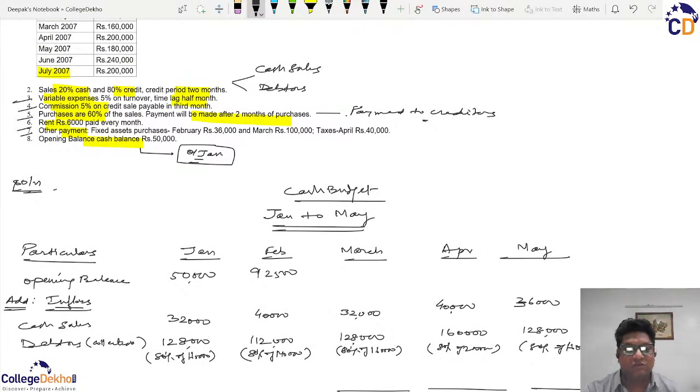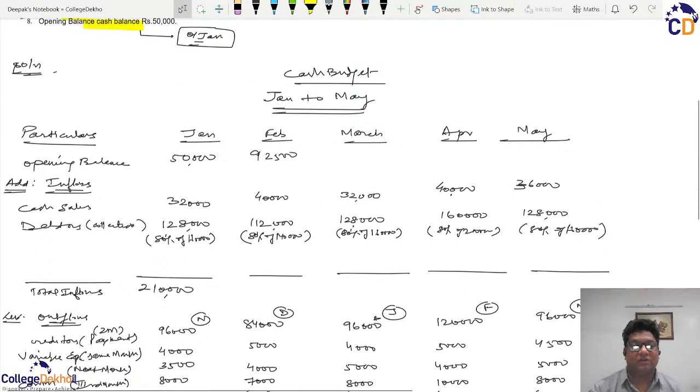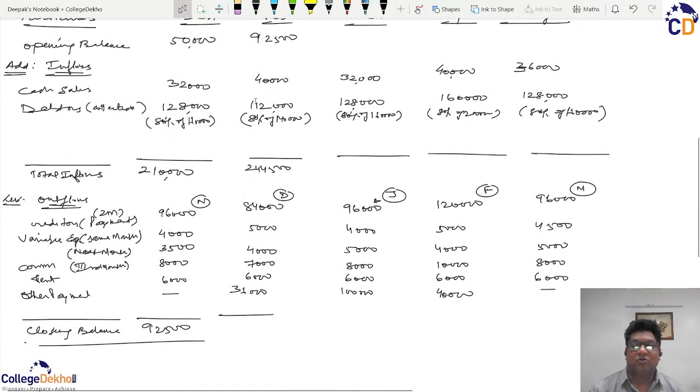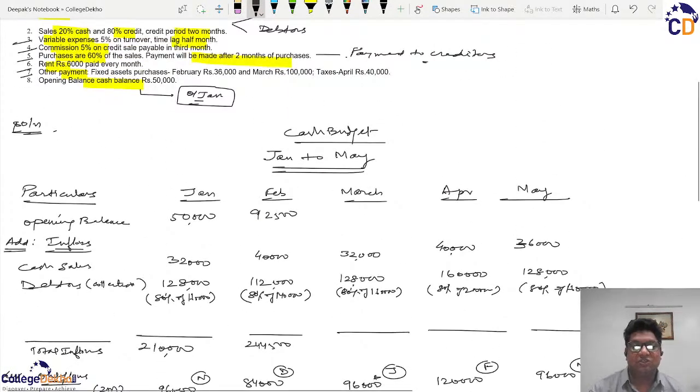तो इस 92,500 में हम लोग प्लस करेंगे 40,000 डेटर्स का और 112 डेटर्स का और 40,000 कैश सेल्स का. तो दिस 244,500 विल बिकम द टोटल इनफ्लो और इसमें से माइनस होंगे 84,000 क्रेडिटर्स के, 5,000 और 4,000 वेरिएबल एक्सपेंसेस के, 7,000 कमीशन के, 6,000 रेंट के और 36,000 जो मिसलेनियस पेमेंट थी. तो दिस विल बी 102,500. This 102,500 will become the opening balance of March.